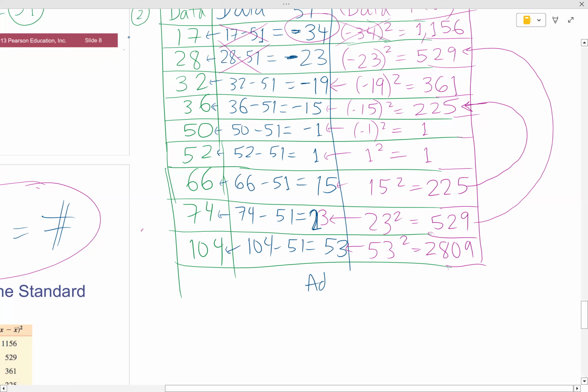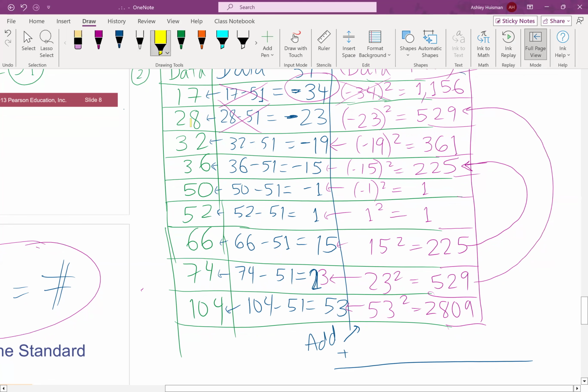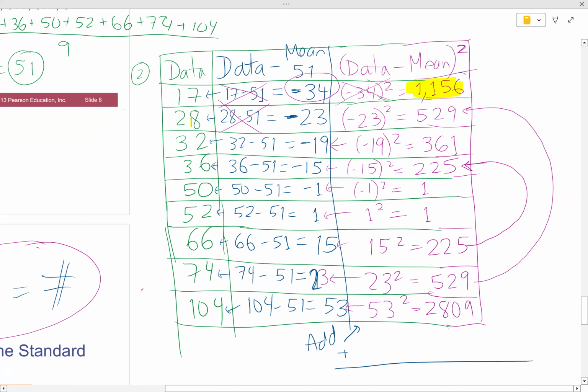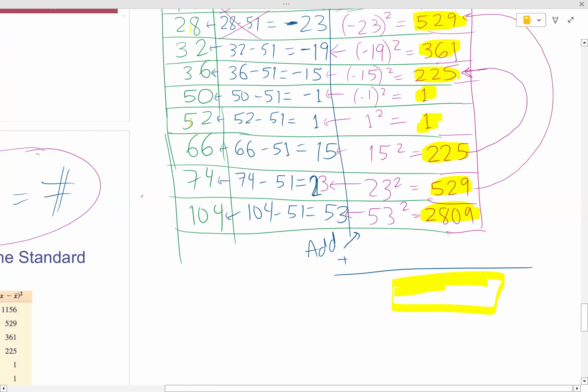Now I want to add every number that was in that last column. I'm going to highlight them just so we know what we're adding here. Everything we just wrote was to get us to this point. All these numbers that I'm highlighting, those are what matters. And once I add them, the individual numbers don't even matter either. I just want to know the answer to their sum.